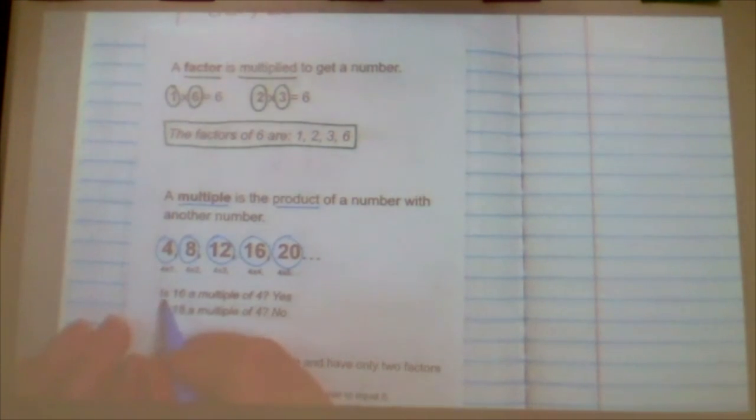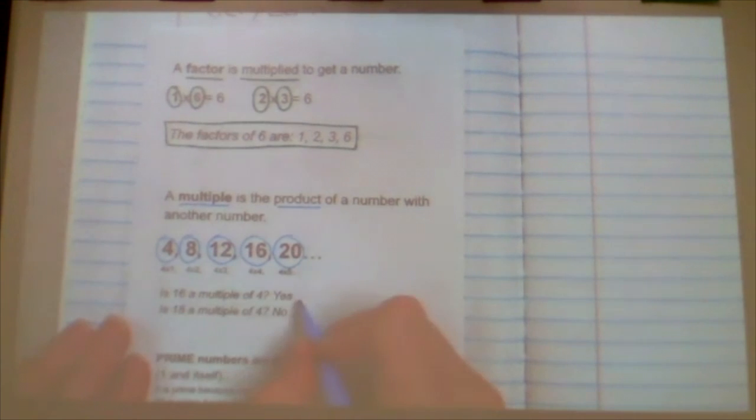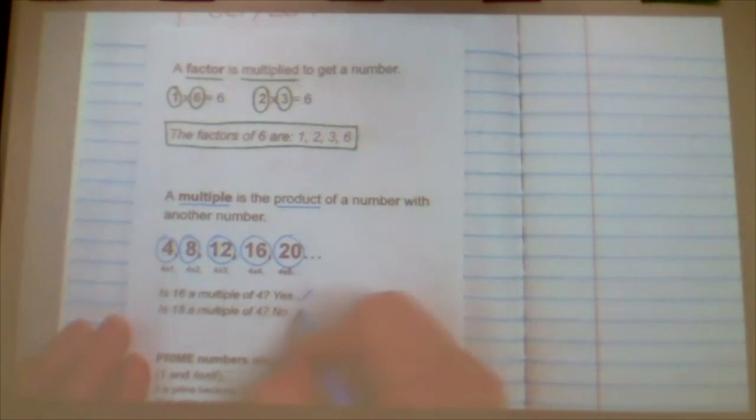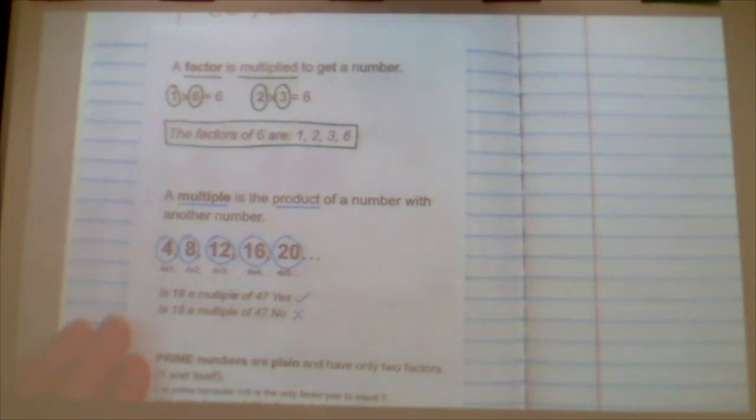So then we have some questions. Is 16 a multiple of 4? We said yes, because it showed up on my list, or I knew a math fact to get there. 4 times 4 is 16, so it's a multiple. Is 18 a multiple of 4? The answer would be no, because we do not land on an 18 when we are counting up the multiples of 4.